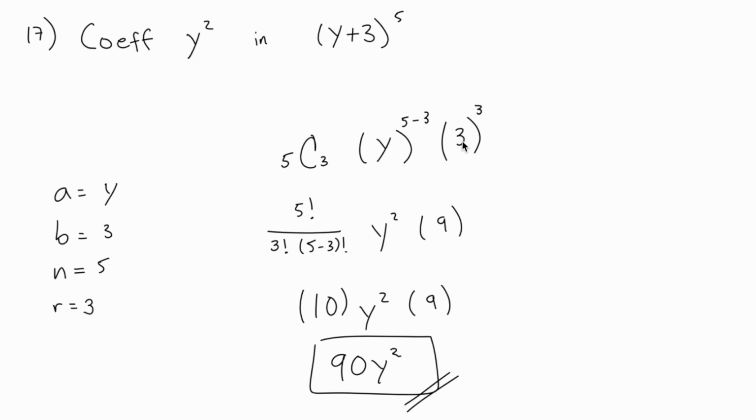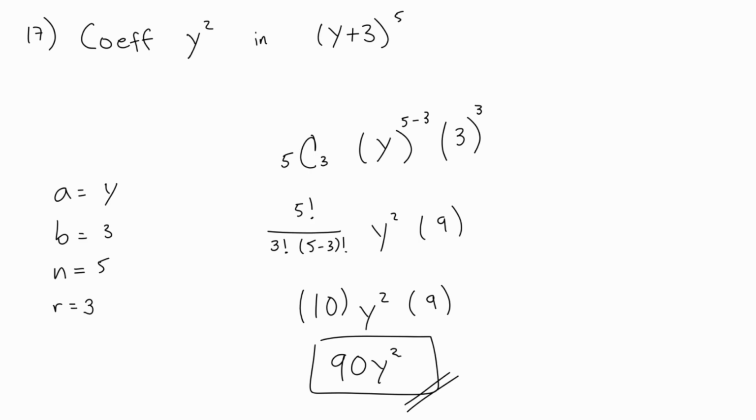What is 3 cubed? 3 cubed, that is 27. It's not 9. Mistake, I am so sorry. This is 3 to the 3, so this should be 27. So this should be 270 y squared.